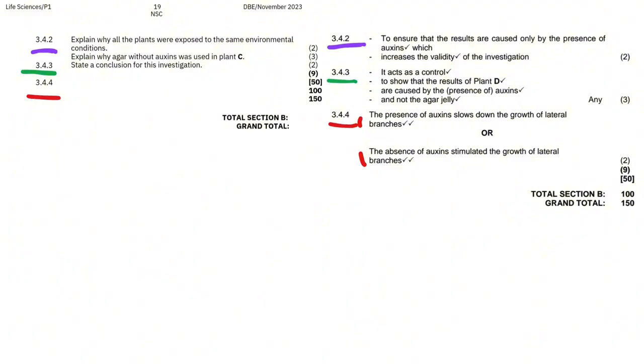3.4.4, state a conclusion for this investigation. The presence of auxins slows down the growth of lateral branches, or the absence of auxins stimulated the growth of lateral branches. That concludes this paper 1 for Life Sciences grade 12.